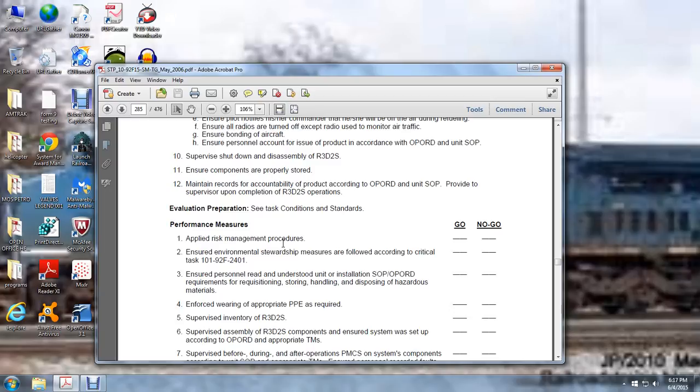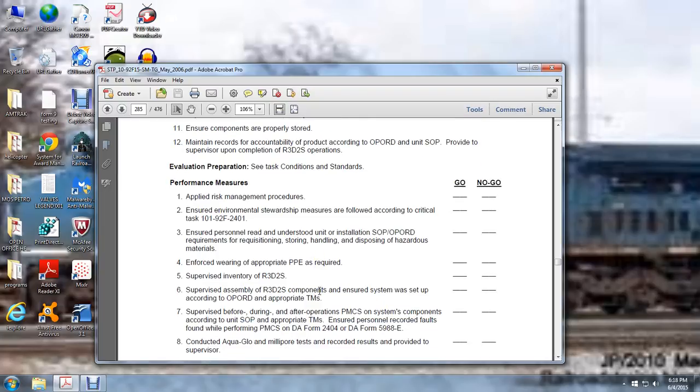Ensure personnel read and understand the unit installation standard operating procedures, operation orders, and requirements for requisition, storing, handling, and disposing of hazardous material. Enforce wearing of the appropriate personal protective equipment. Supervise the inventory of the repair, rearm, refuel distribution deployment system. Supervise assembly of the system components and ensure the system is set up according to the operation order and appropriate technical manuals. Go or no go. Supervise before, during, and after operations preventive maintenance checks and services on system components according to the standard operating procedures and appropriate technical manuals.